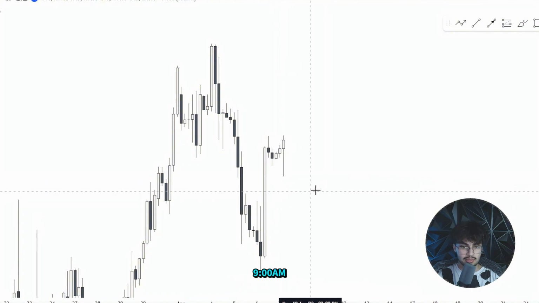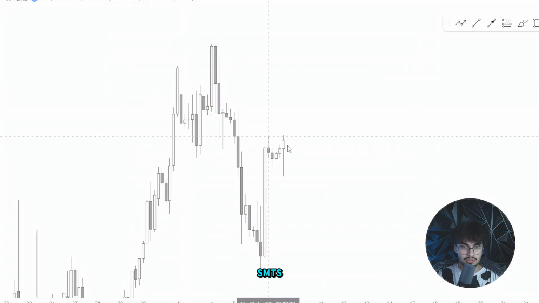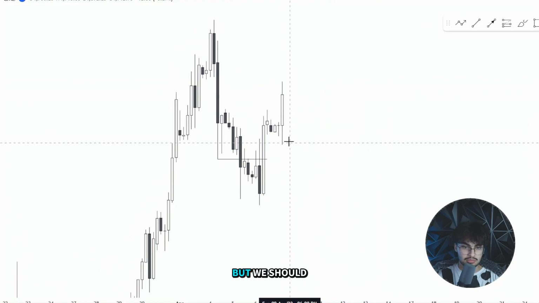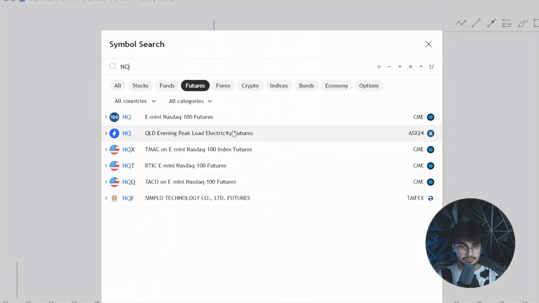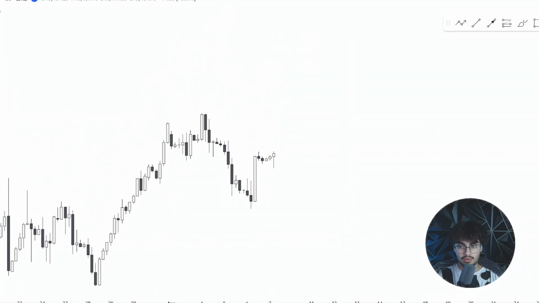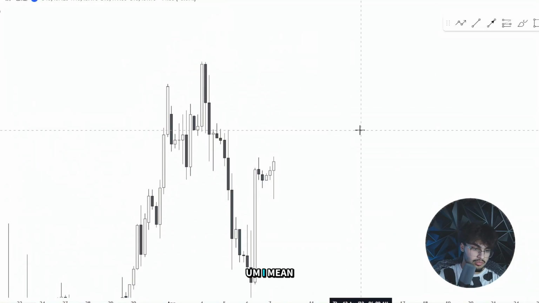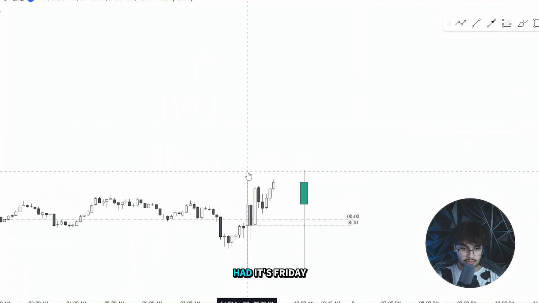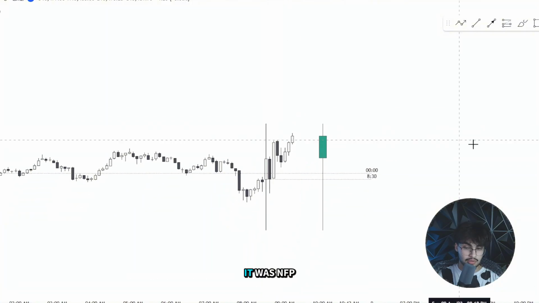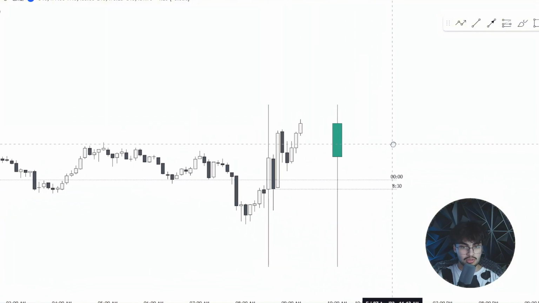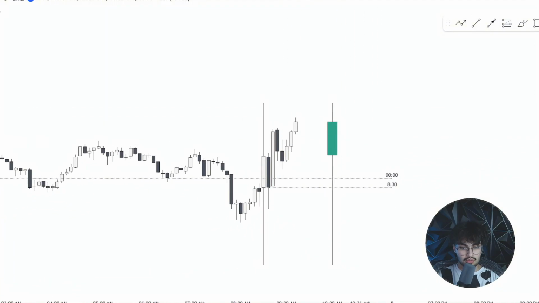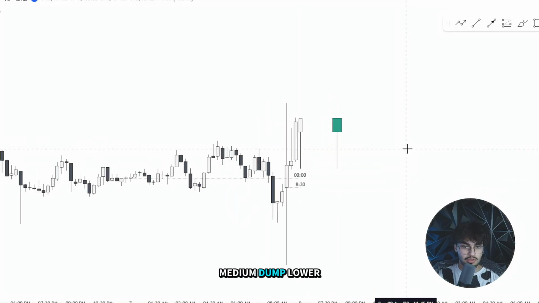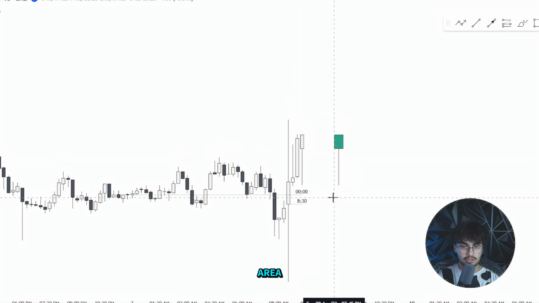6 a.m. So 9 a.m. taps into this one to see if there's any SMTs. Barely any SMT, but we should just continue higher. I mean, NQ is a little weaker. It's Friday. It was NFP, I think. So I want to see how the 10 a.m. candle opens up. Median dump lower, tap into this area.